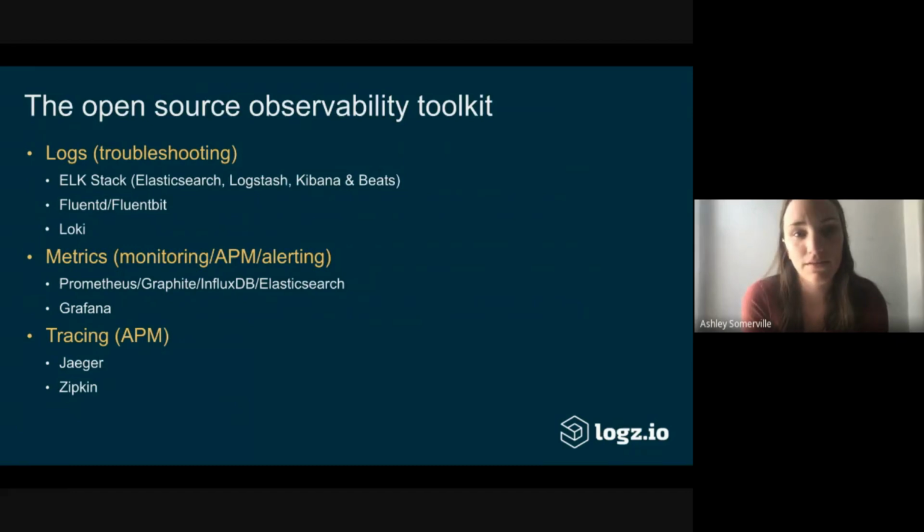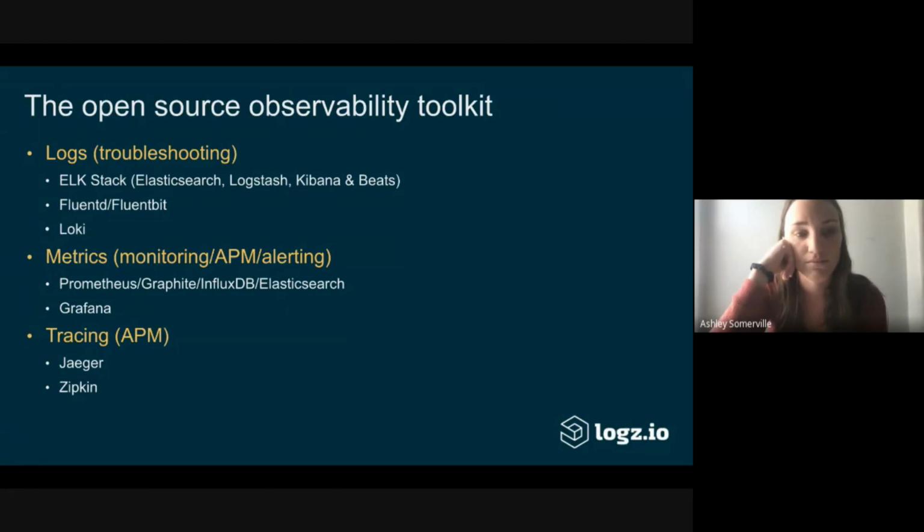Okay, and so we put together an open source observability toolkit. These are some of the projects that we see used the most in the industry. So for logs, the ELK stack is definitely the most prominent that we're seeing today. It's the most common, and it's dominant: Elasticsearch, Logstash, Kibana, and Beats.